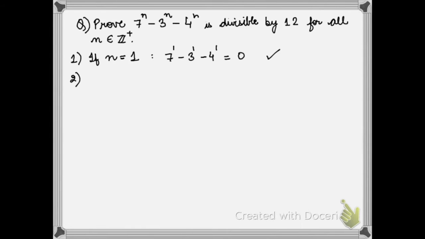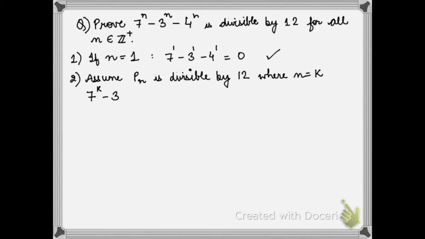The second step is that we have to assume that the proposition, which is this thing over here, works for n equals k. So assume P of n is divisible by 12, where n is equal to k, and after writing this sentence, you always have to write down the equation by substituting n as k. So I'm going to write 7 to the power of k minus 3 to the power of k minus 4 to the power of k, and that we say is divisible by 12.